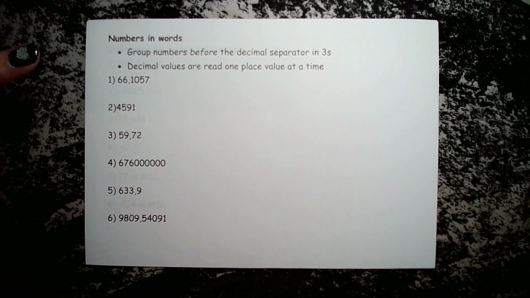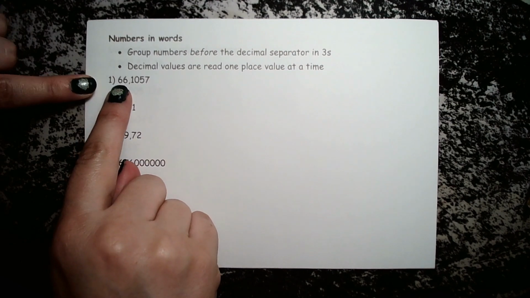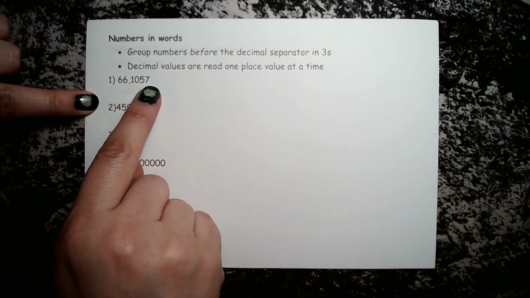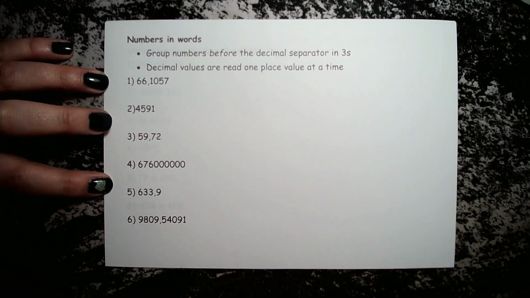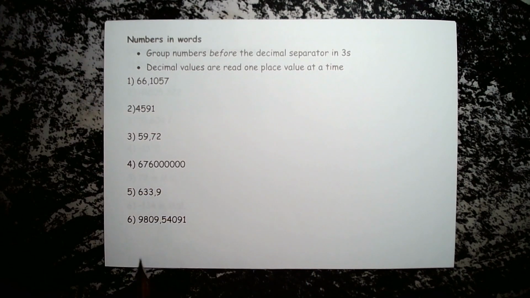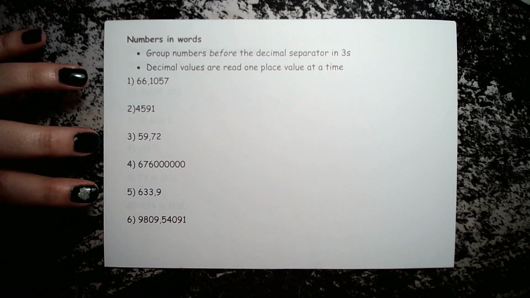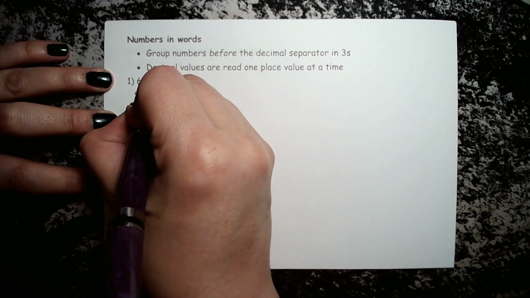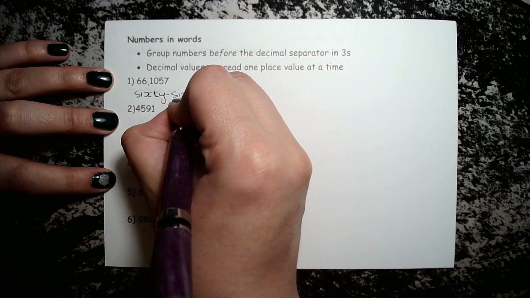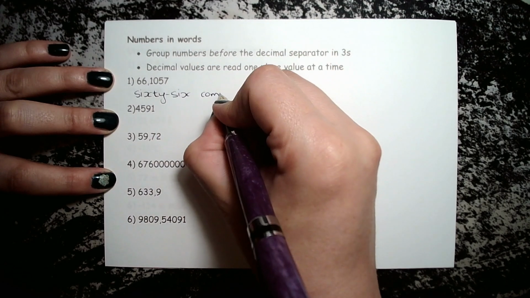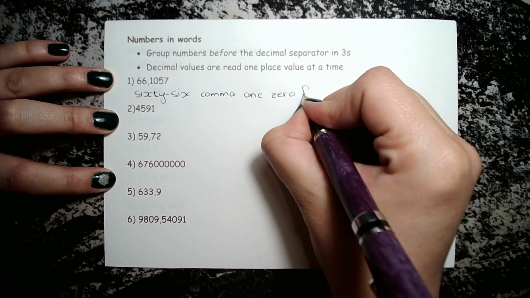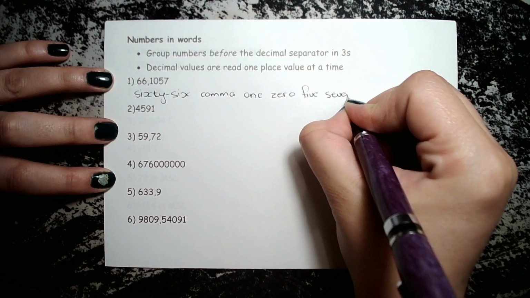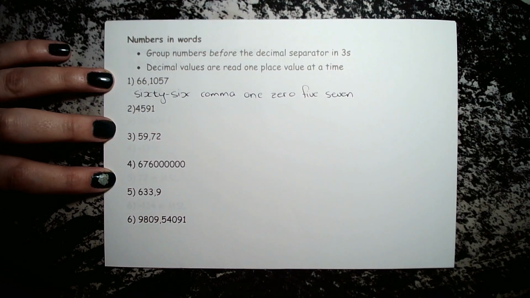Let's have a look at the numbers given here. So here, number 1, we have a 6, then we have a comma, 1057. So comma is there. You don't have to worry about grouping the numbers before in threes because there are only 2. So we have here 66, comma, 1057. So 66, comma, and you write out the word comma as well, 1057. It is as simple as that.